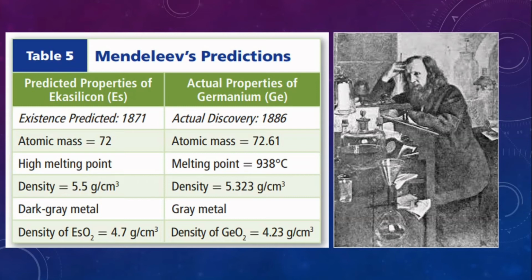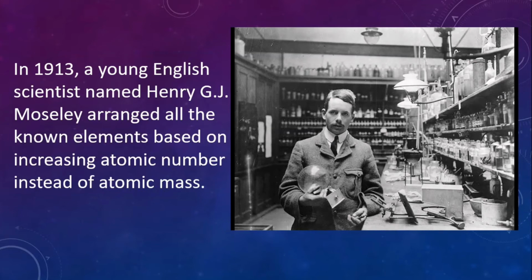In 1913, a young English scientist named Henry J. Moseley arranged all the known elements based on increasing atomic number instead of atomic mass. The atom and the periodic table.